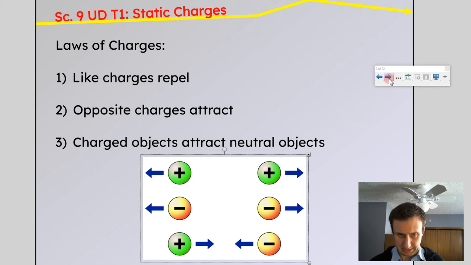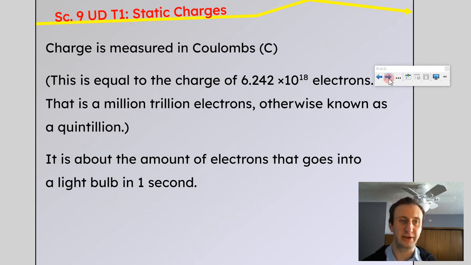Okay, this is why if you take, for example, a balloon and you get it all staticky on your hair, it will stick to a wall, right? It's because now you have this statically charged balloon and it's going to attract to neutral things. So again, 3 laws of charges: like charges repel, opposite charges attract, and finally, charged objects attract neutral objects.